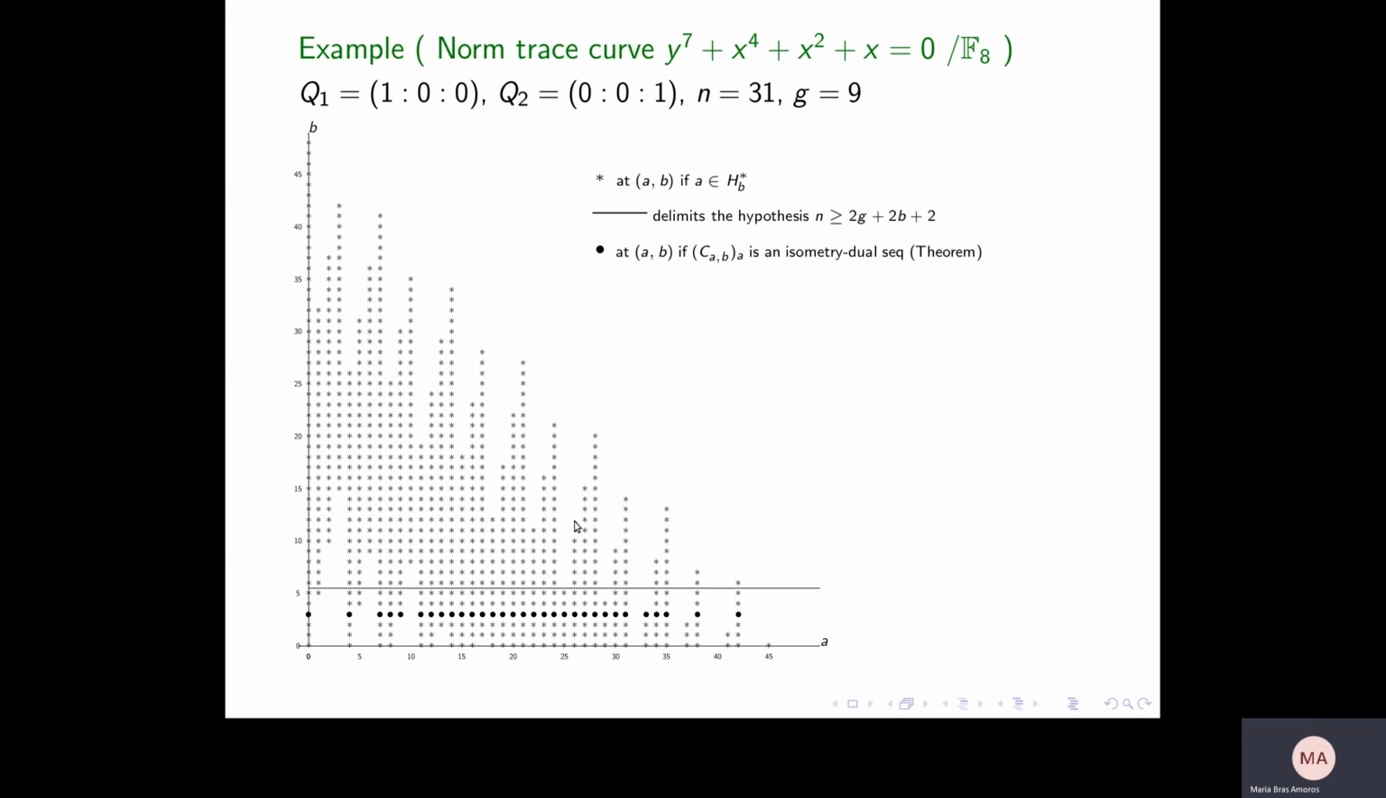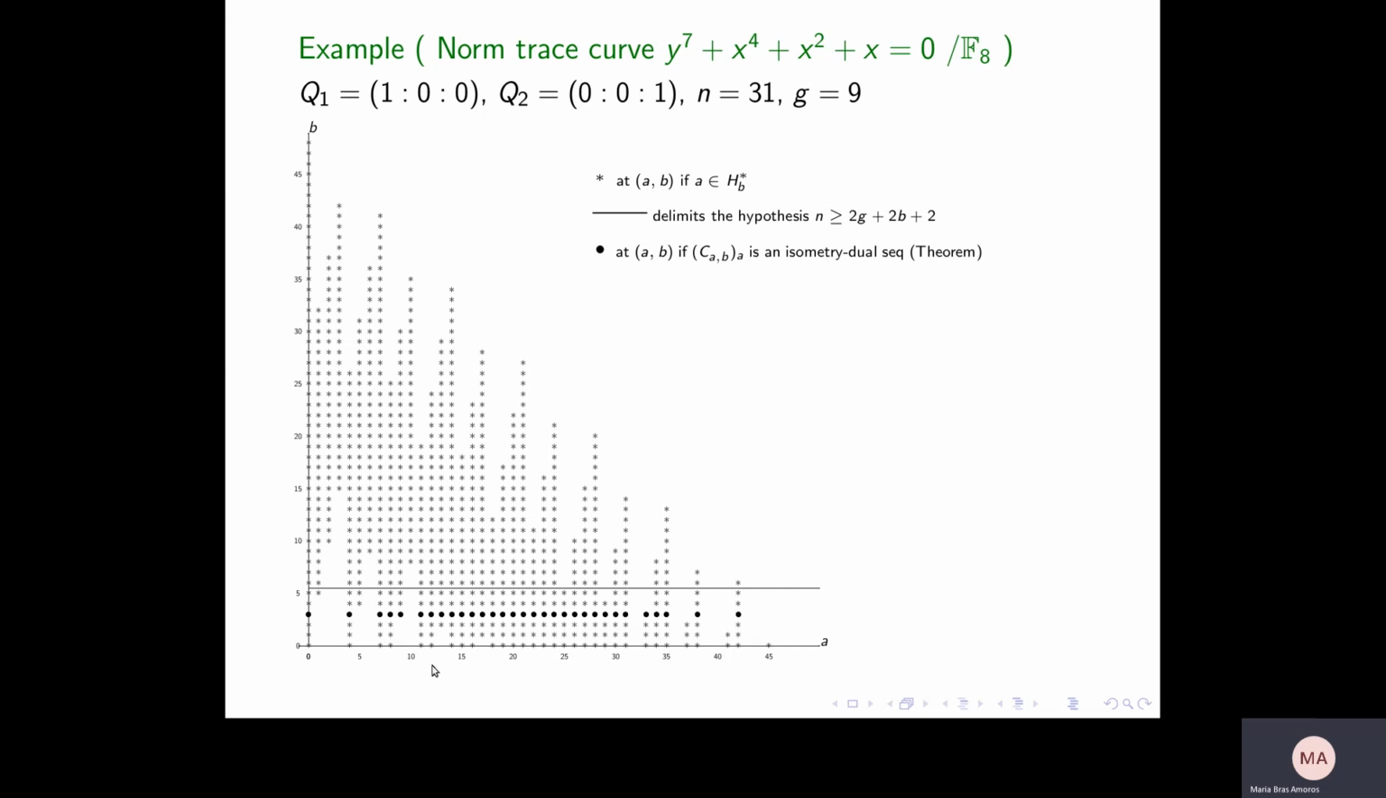This is shown again for the same curve. In this case, we draw a horizontal line. This horizontal line states where our theorem holds. Our theorem holds below the horizontal line because it only holds when n is at least twice the genus plus 2b plus 2. So it holds only when b is at most n minus 2g minus 2 divided by 2.